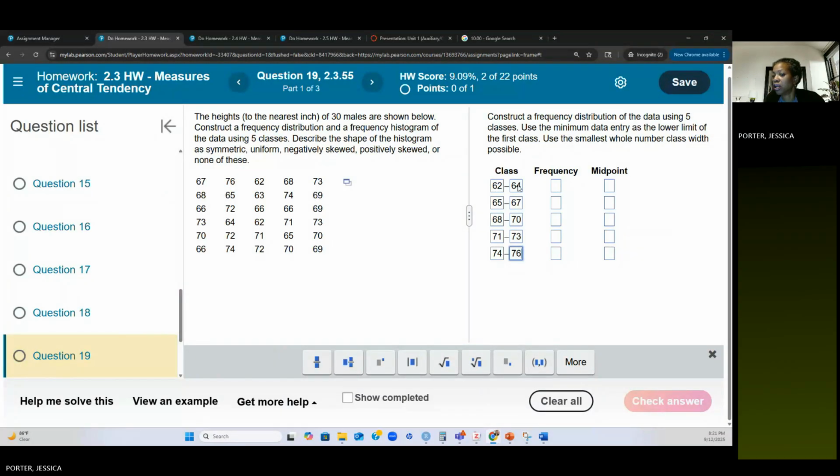And so we can figure out now what the midpoints are, because if you think about it, the midpoint is the middle, right? So 62, 63, 64. The middlemost point is 63. And so in this case, the middlemost is just going to be the number in between the 2. And then we need the frequency, and we'll get that from StatCrunch.